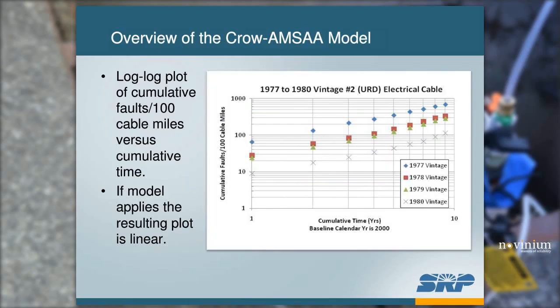So if we take our data and we plot it, and we're going to plot it on log-log scale, what we'll find is if the model is going to be of value to us, that data will plot in a fairly linear fashion. Again, we're looking at cumulative faults per 100 cable mile or cumulative faults versus cumulative time. The slope of that line is the beta parameter in that model, your fault rate. The lambda is the intercept there at a log of 1.